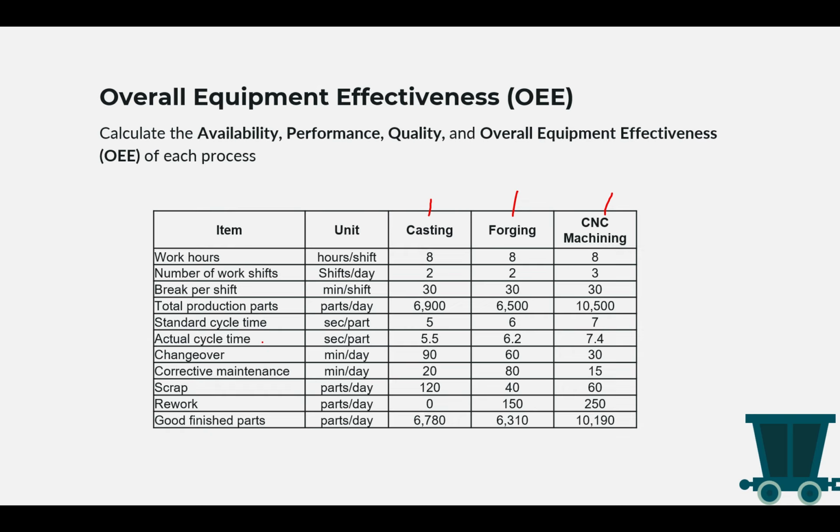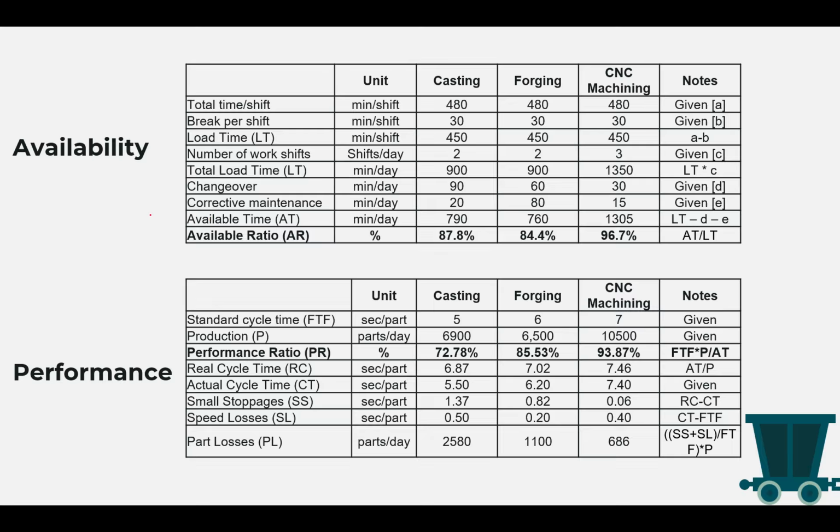Okay, there is also actual cycle time. This one is the cycle time measured by stopwatch. And then there's also changeover, minutes per day, corrective maintenance, minutes per day, and there is also scrap, rework, and good finished parts. From this given data, we can calculate availability time.